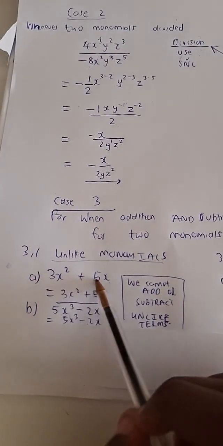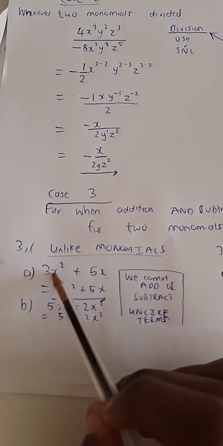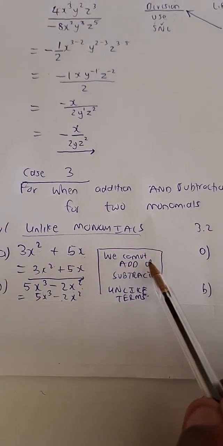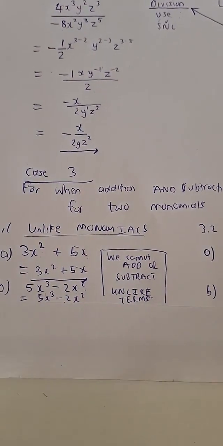Okay, but if it's unlike terms, guys, you see x cubed, x squared and 5x, they are unlike terms. What does the rule say? We cannot add or subtract unlike terms.